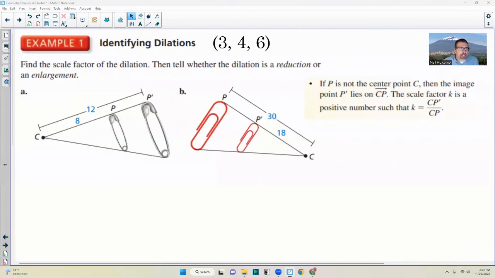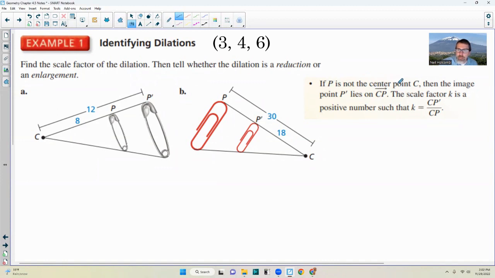Okay, example 1, identifying dilations. Here it says to find the scale factor of the dilation, then tell whether the dilation is a reduction or an enlargement. Okay, so let's take a look. Here's what we're going to use from the core concept on the previous page.